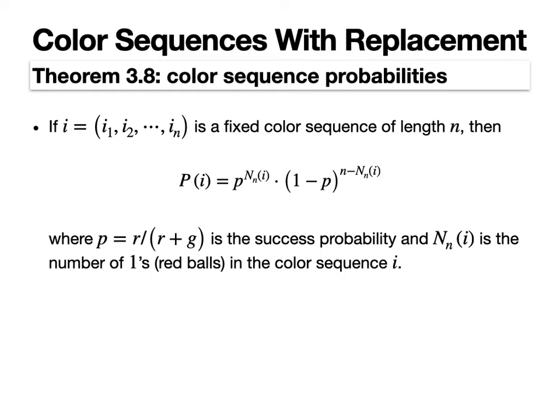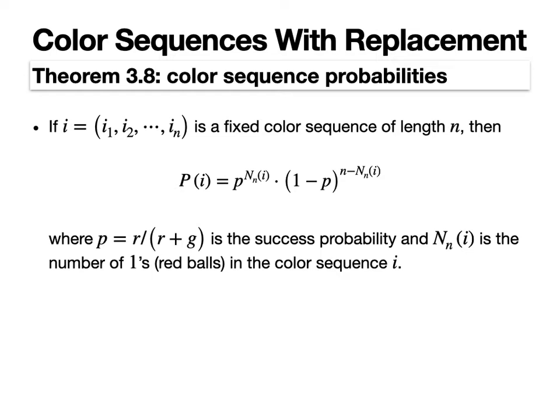It's the success probability raised to the power of the number of red balls in that sequence, so that would just be the number of ones in the color sequence, times the failure probability, 1 minus p, raised to the power of the number of green balls in the sequence, which of course would be just n minus the number of red balls in the sequence. So that is simply a result of the fact that each red ball is drawn with probability p, and each green ball is drawn with probability 1 minus p.